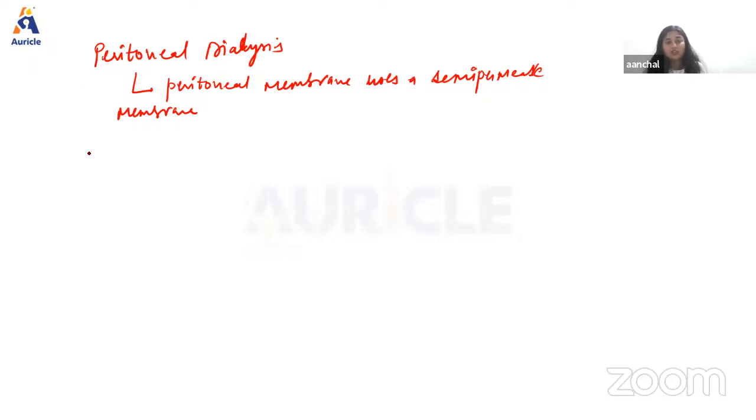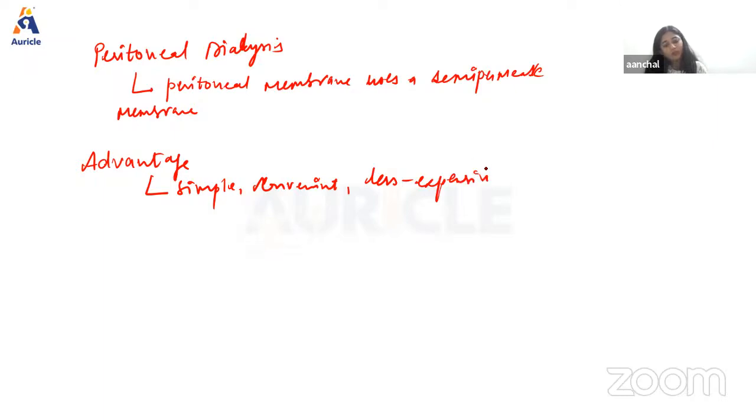What are the advantages of peritoneal dialysis? It is very simple, convenient, and a less expensive process, so that's why it is preferred more. Compared to hemodialysis, this has become easier, and patients can themselves change the fluid on an outpatient basis. It has a few drawbacks also. It is less efficient in removing many toxic substances, and it can lead to chances of infection.